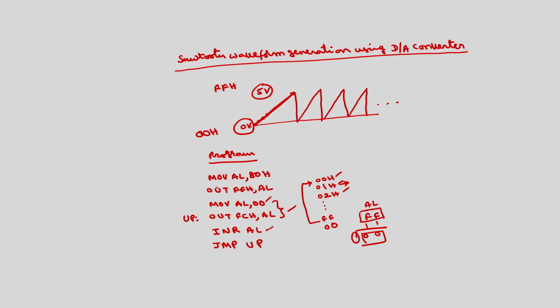After that FF, this increment AL operation will make that FF to 00, again that 00 will be transmitted. So like that you will get a sawtooth waveform.